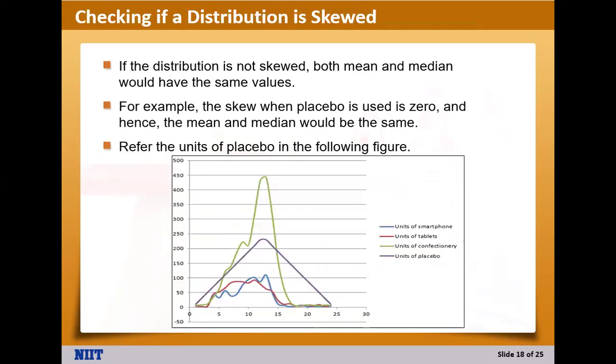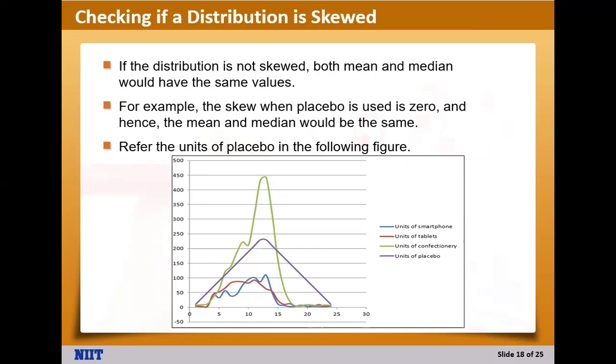So now let's take an example. If the distribution is not skewed, both mean and median will have the same value, and even the mode. All of them have the same value.